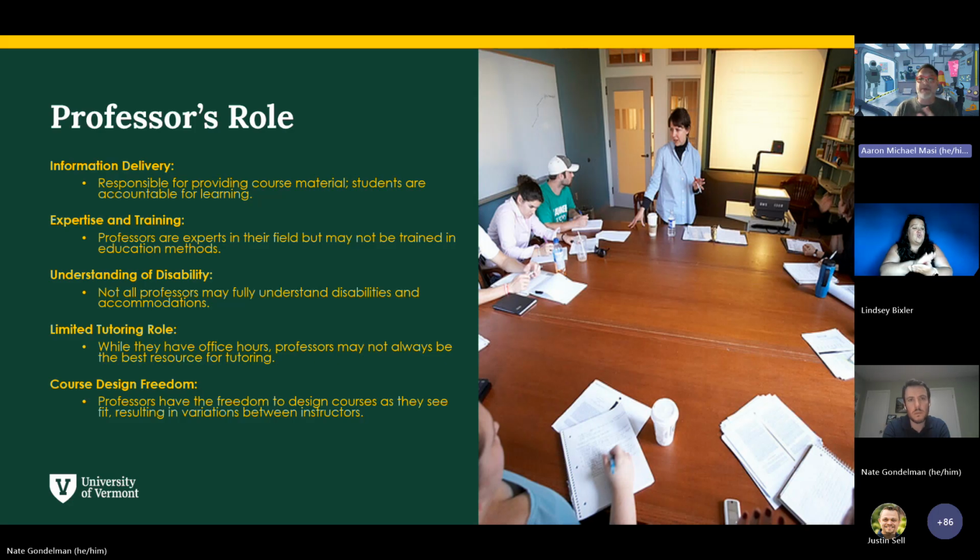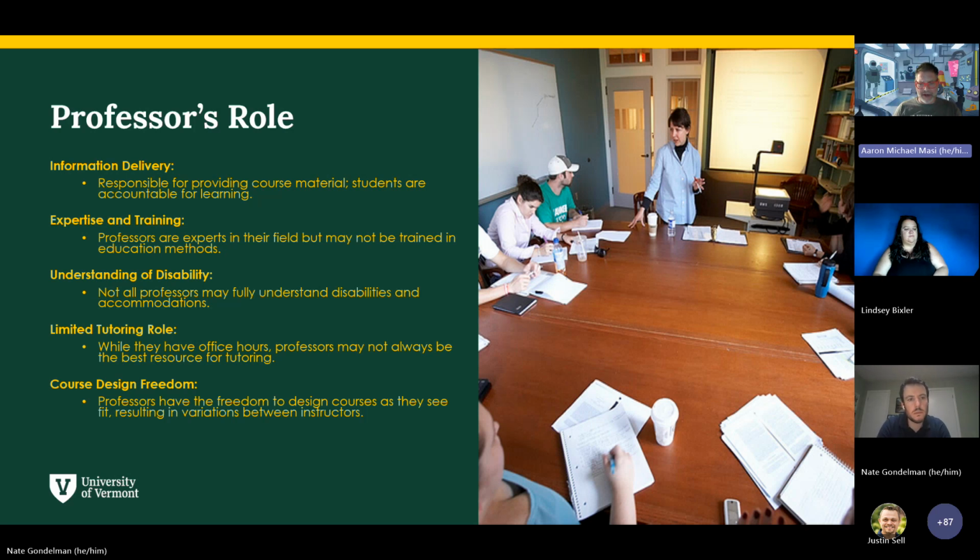And so because of that limitation, they're not necessarily going to be the best resource for tutoring and academic support. We have other services on campus that Nate talked about, and we'll talk about more in a little bit, that are there for students to support them in that way when the teacher is not as available, maybe, as the student needs them to be.